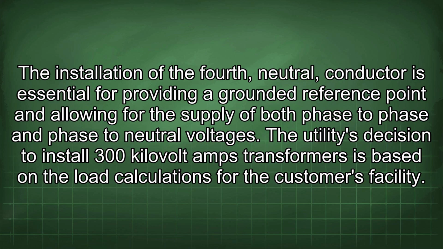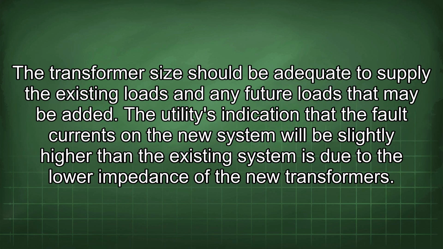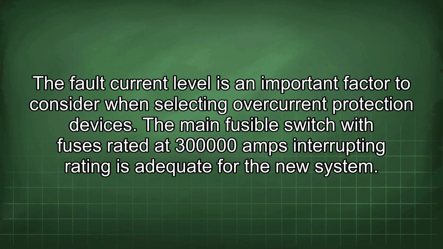The utility's decision to install 300 kV transformers is based on the load calculations for the customer's facility. The transformer size should be adequate to supply the existing loads and any future loads that may be added. The utility's indication that the fault currents on the new system will be slightly higher than the existing system is due to the lower impedance of the new transformers. Fault current level is an important factor to consider when selecting overcurrent protection devices.